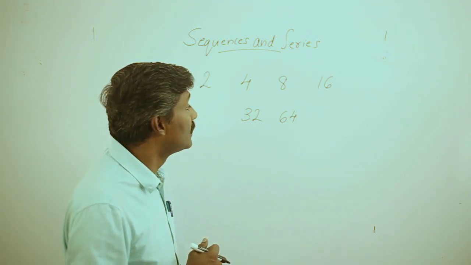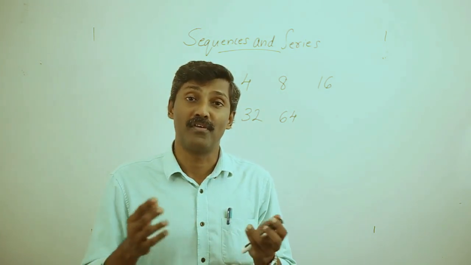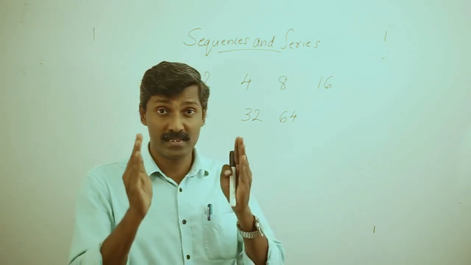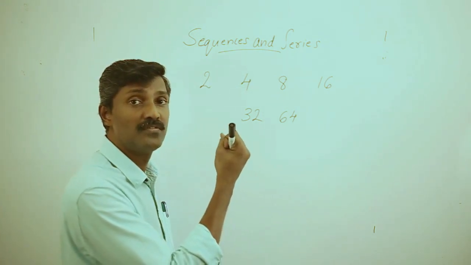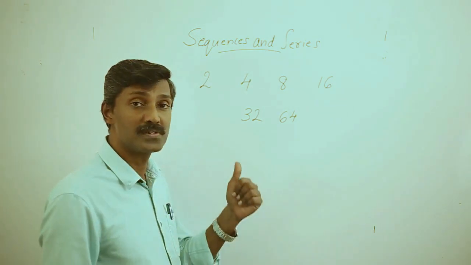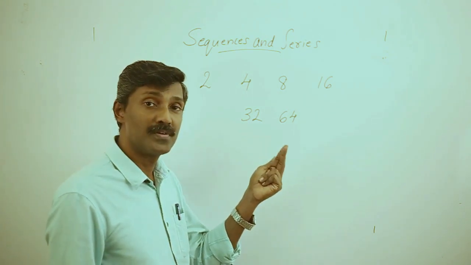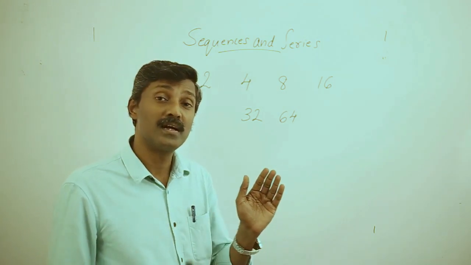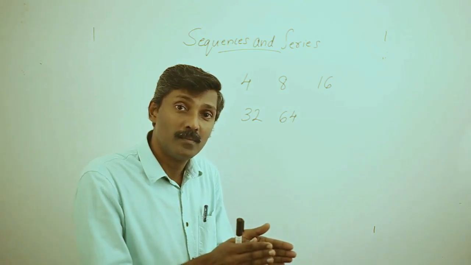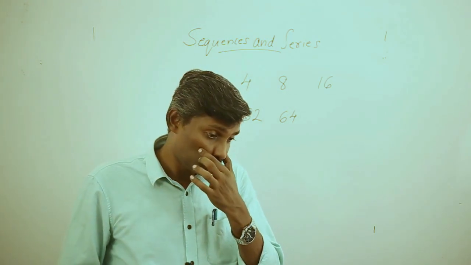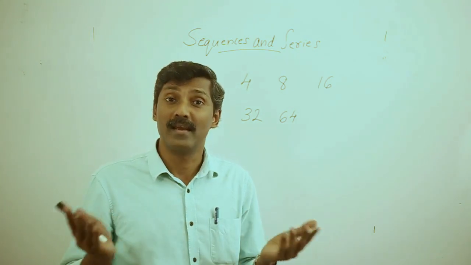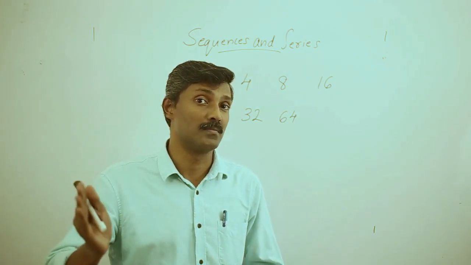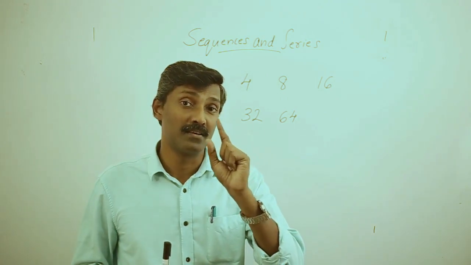Now, the sequence can be either finite or infinite. If a sequence is considered just like in this problem for the 10 generations, it will end: 2, 4, 8, 16, 32, 64, 128, 256, and then 512 and 1024. So it will end at 1024, right? So that is a finite sequence. It ends there. But if it doesn't end, for example, if I tell you the natural numbers, it doesn't end. 1, 2, 3, 4, 5, 6, and it goes up to infinity. Nobody can find the last number. It just goes on like that. That is an infinite sequence.